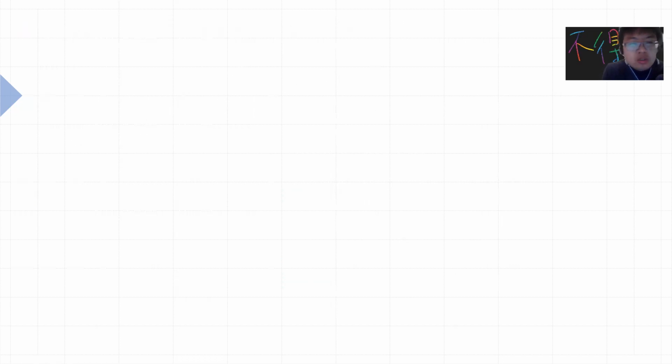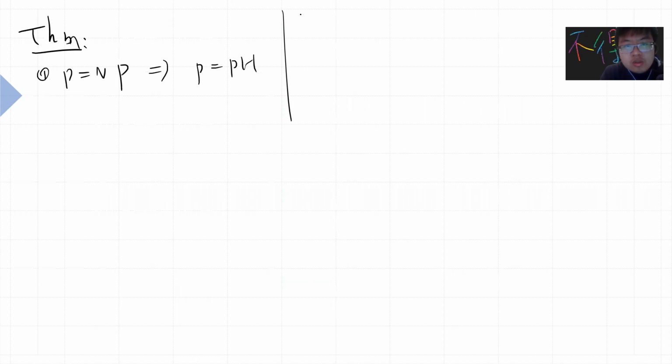Let me recall a simple theorem. Theorem 1: if P is the same as NP, then P is the same as PH. The proof is simple: if P is the same as NP, you can take the class of both sides, so NP to the NP is P to the P, which is P. So you prove NP to the NP is NP.